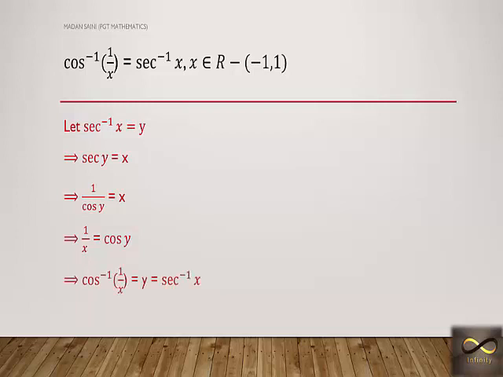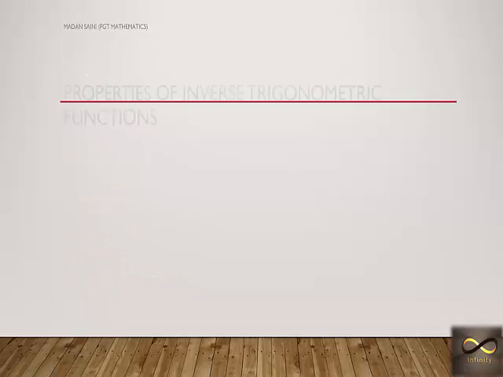Applying cos inverse on both sides, we will have cos inverse 1 by x is equal to y, and y is equal to sec inverse x as we assumed in the beginning. So we have cos inverse 1 by x is equal to sec inverse x for all x belongs to set of real number minus open interval minus 1 to 1. So you can prove other yourself.